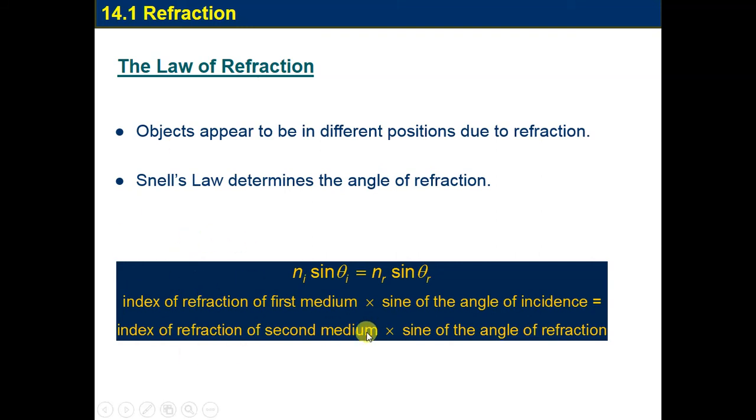Okay, for example, in case you have the indices of refraction of both media, for example air and water. For example, the light is going from air to water, and you have the index of refraction of air and water, and you have the angle of incidence. What means angle of incidence? The angle between the incident ray and the normal. And they ask you to find the angle of refraction.